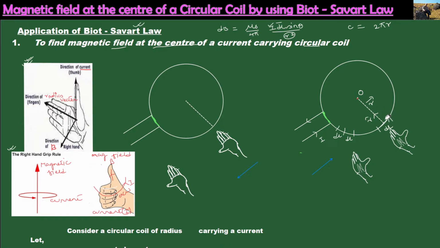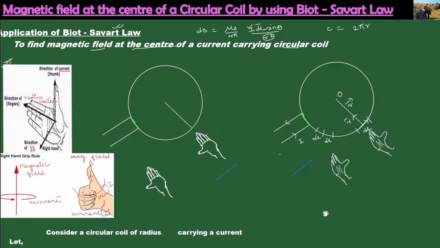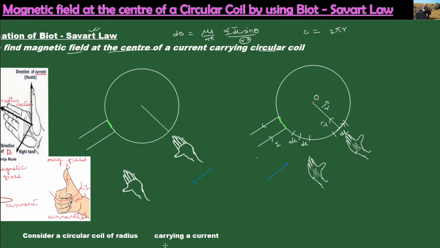So this is the direction of the current element, which in this case I can represent by this blue colored vector. This blue colored vector will indicate the direction of our current element vector. That means I will place that current element vector in that direction.